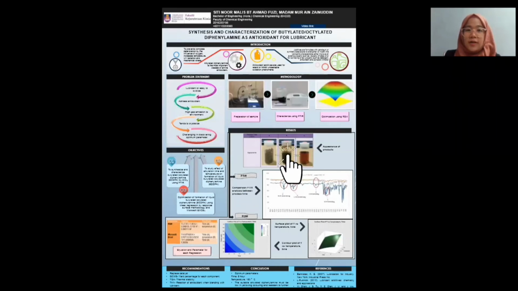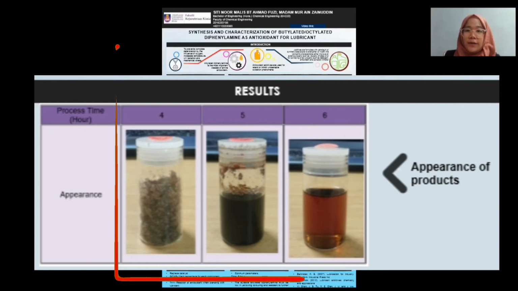Next, the color of product is also significant for additive quality. Based on appearance shown in the table, the sample produced at 4 hours is completely crystallized, and the color before it crystallized is dark brown. The color of sample produced at 5 hours is also dark brown, while the color of sample produced at 6 hours is light brown. A darker brown sample is unwanted for the additive industry because it will contribute to dark color of additive package, which leads to significant market resistance.